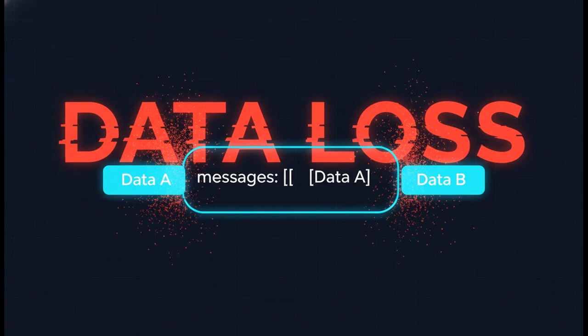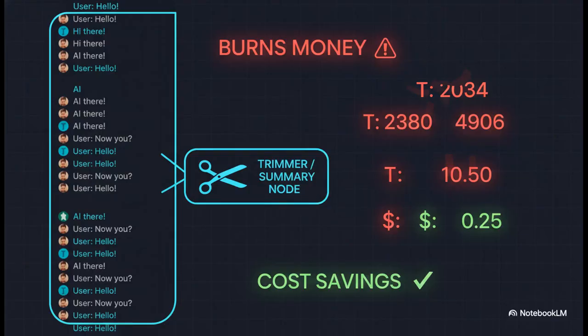Any list that multiple nodes might write to, like your messages or tool outputs, absolutely needs a reducer. Otherwise, you're just gambling with last write wins. Letting your chat history grow forever is just a fantastic way to burn money. I mean, every single LLM call has to pay for that entire history in tokens. You need to have a node that trims or summarizes the history before passing it to your main LLM.